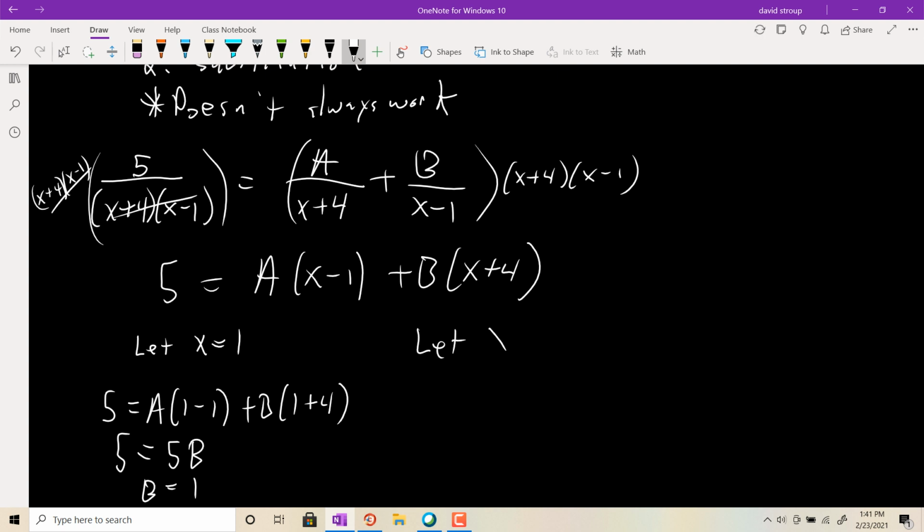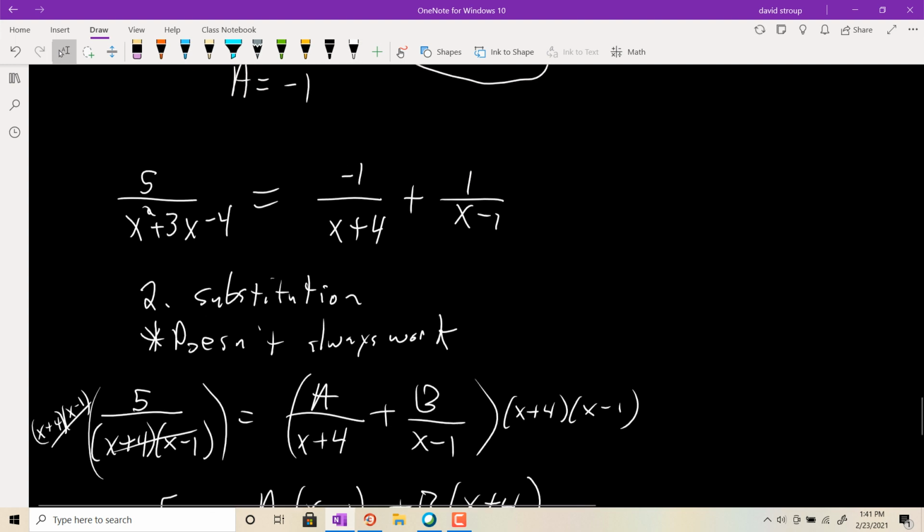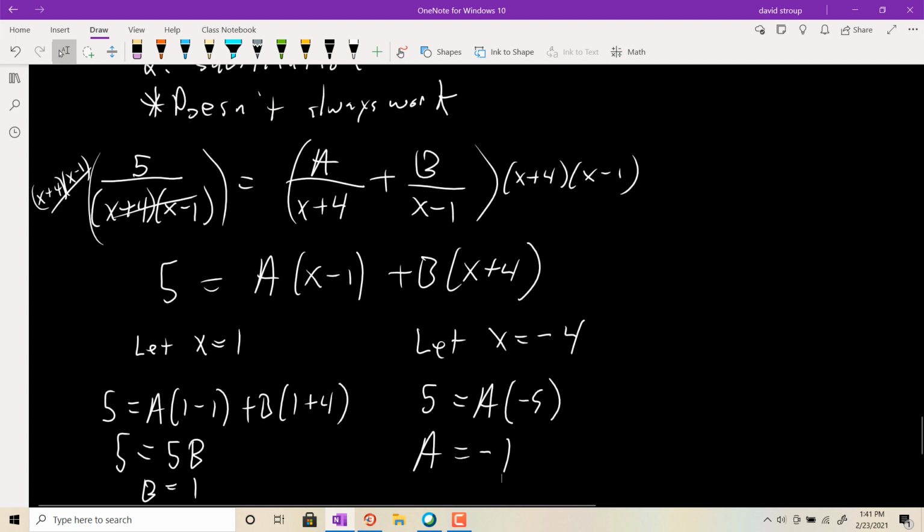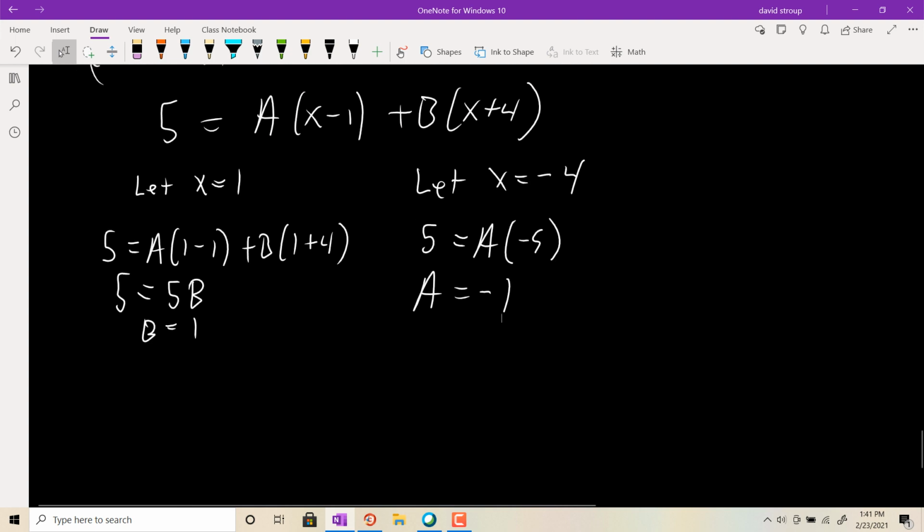And then let x be negative 4, right? So you get 5 equals a times negative 4 minus 1 is negative 5, and then plus 0. Divide both sides by negative 5, and a is negative 1, which is exactly what we got above. A is negative 1, B is 1. It's a lot quicker. It's just, like I said, it doesn't always work.